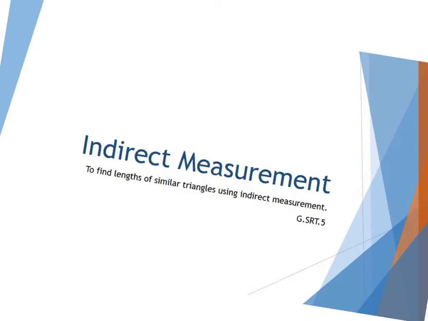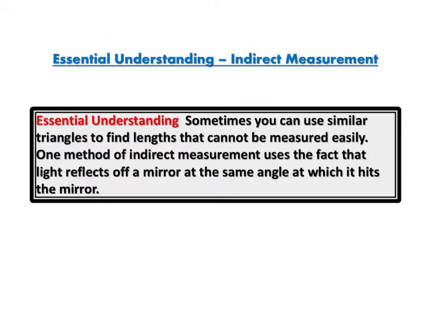This lesson is on indirect measurement, and the goal is to find lengths of similar triangles using indirect measurement. The standard is geometry, similarity, right triangles, and trig, number 5. What you should understand by the end of this lesson is sometimes you can use similar triangles to find lengths that cannot be measured easily. One method of indirect measurement uses the fact that light reflects off a mirror at the same angle at which it hits the mirror.